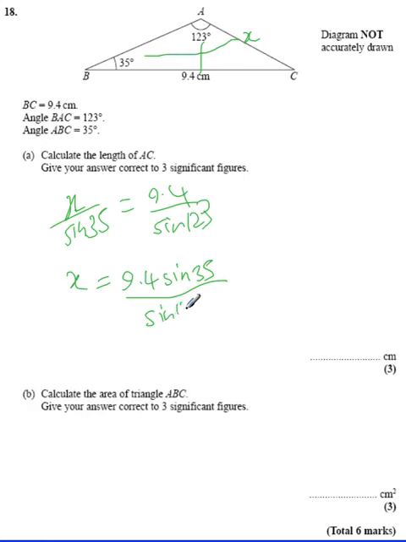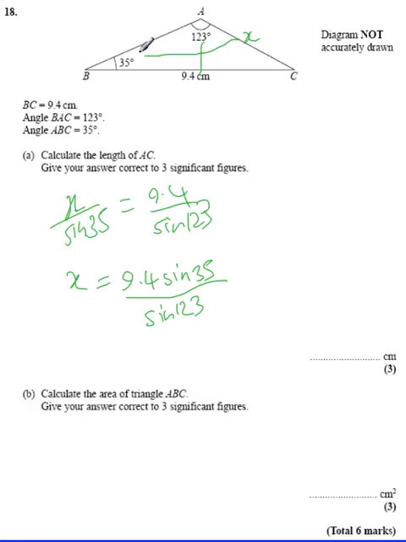It then says calculate the area of triangle ABC. To work out the area, we need two sides and the angle between them. Well, we know two sides, we know 9.4 and we know x, but we don't know the angle between them. So again, just a standard bit of triangle thinking.